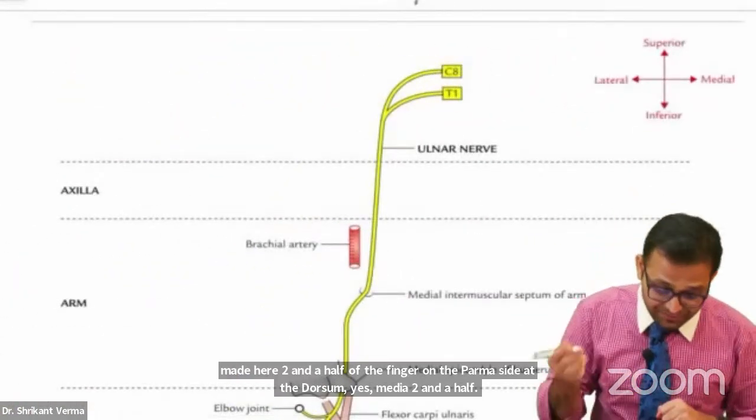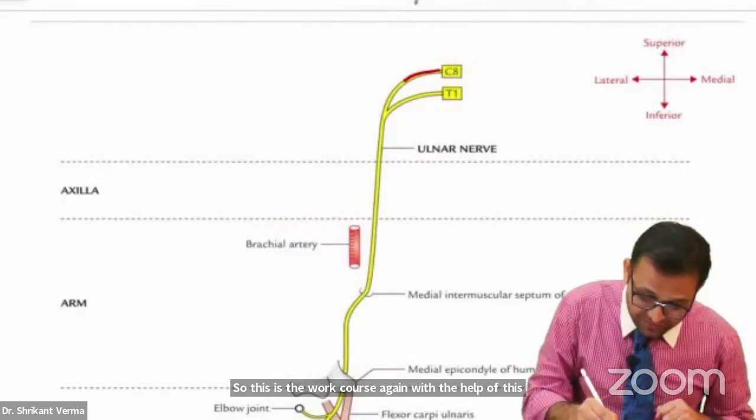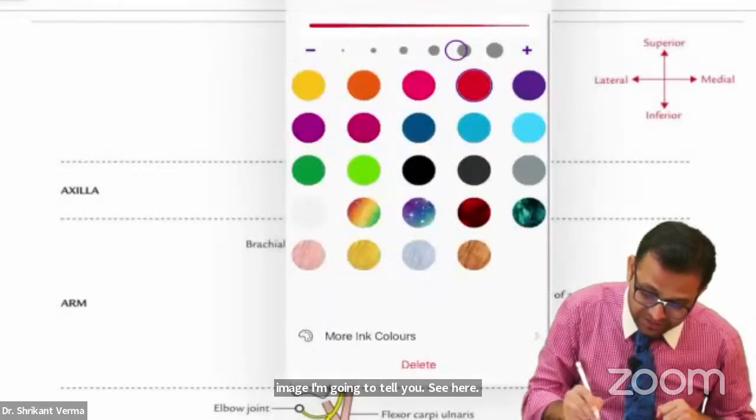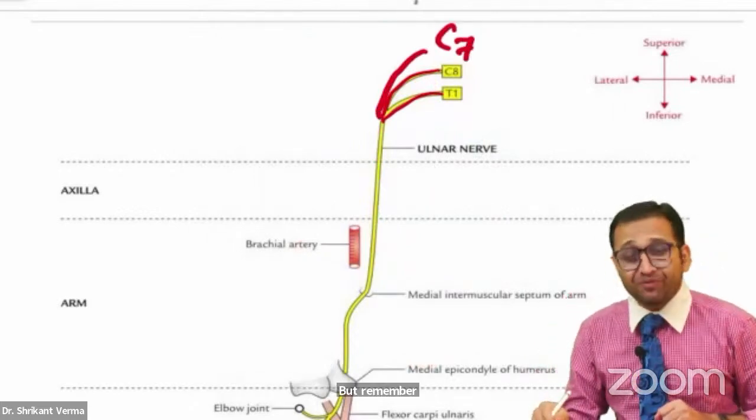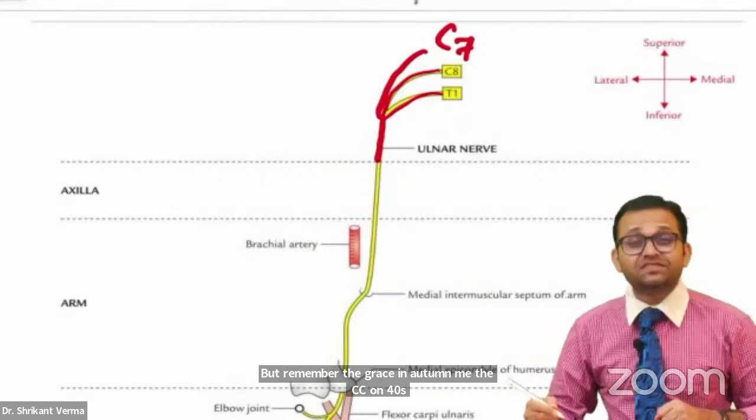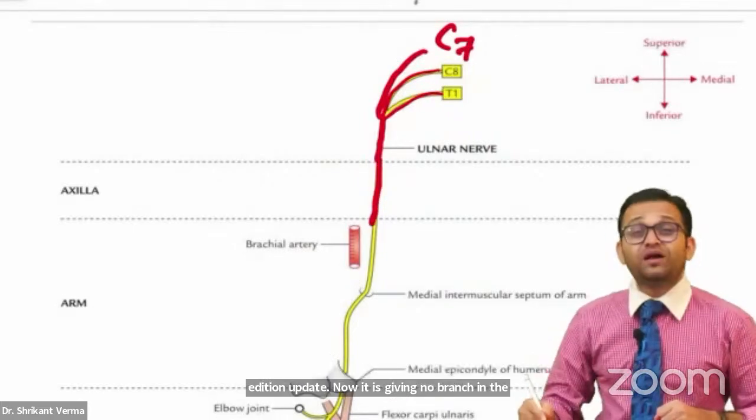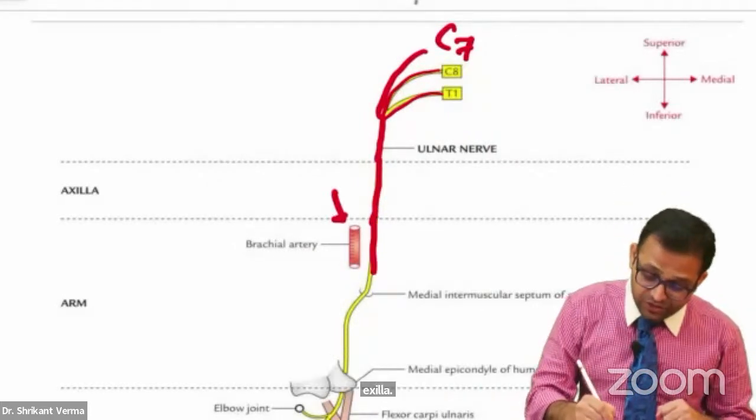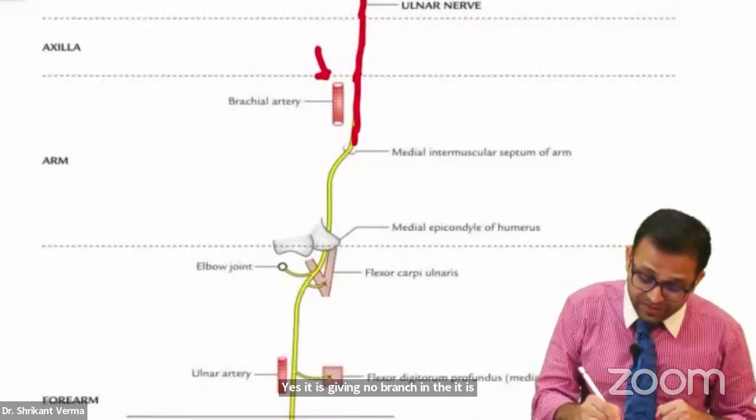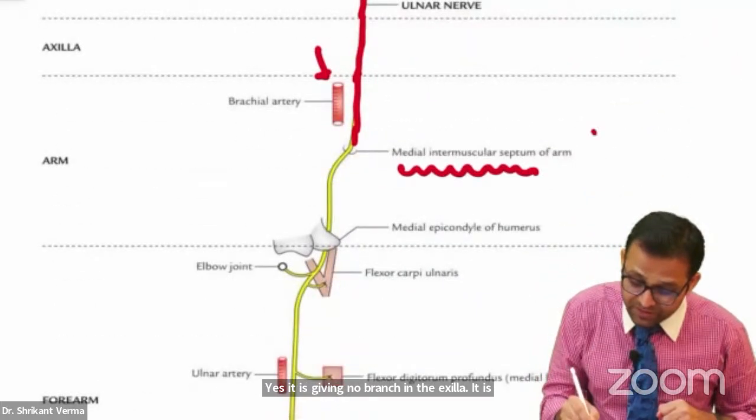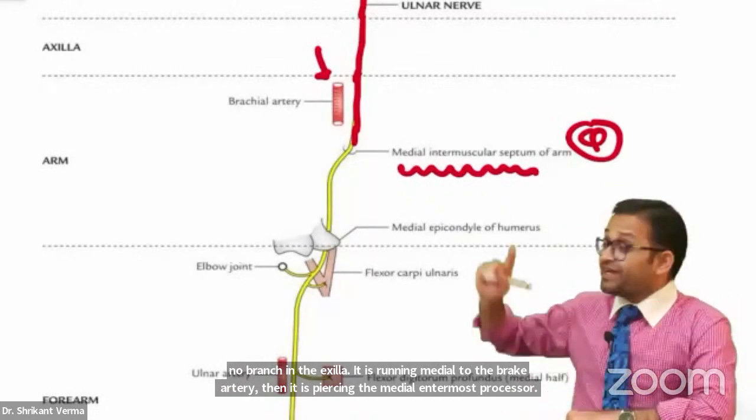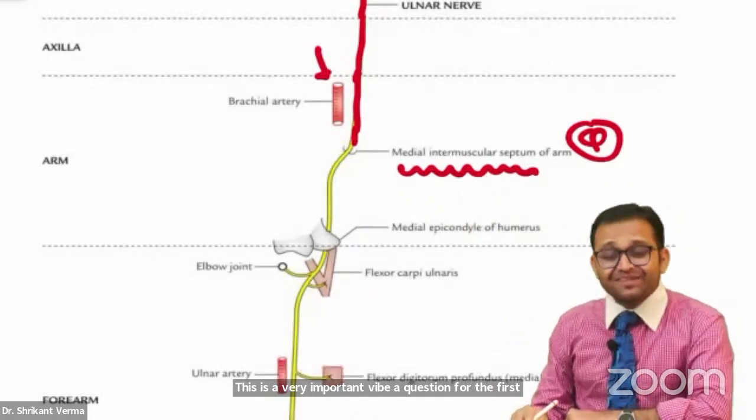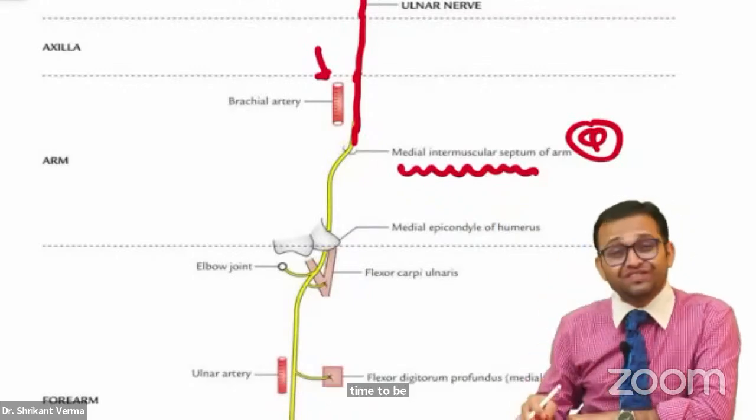See here, sir, the ulnar nerve has the root value C8 and T1, correct, sir? But remember Gray's Anatomy, the 42nd edition update. It gives no branch in the axilla. It is running medial to the brachial artery. Then it pierces the medial intermuscular septum. This is a very important viva question for first MBBS students. And if you give this kind of answer, then you are going towards the gold medal.